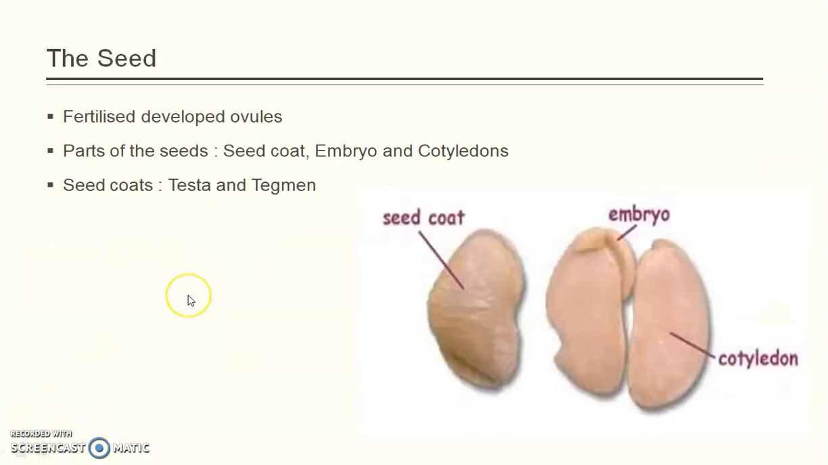And the last part of the morphology of flowering plants is the seed. So the seeds are defined as the fertilized developed ovules. They become seeds and these are the parts of the seed: seed coat, embryo and cotyledon. The outermost layer is called the seed coat, and inside the seed coat we have the embryo, which will become the radicle and plumule part. And the cotyledons, there are two types, monocotyledons and dicotyledons. So single cotyledon means monocots, and two cotyledons means dicots. And the seed coat has two layers, namely outer testa and inner tegmen layer.